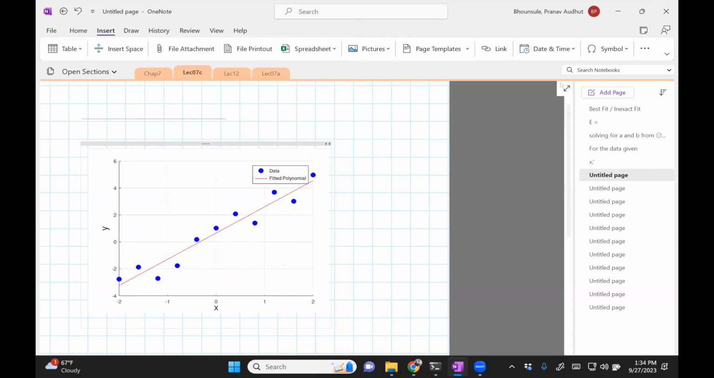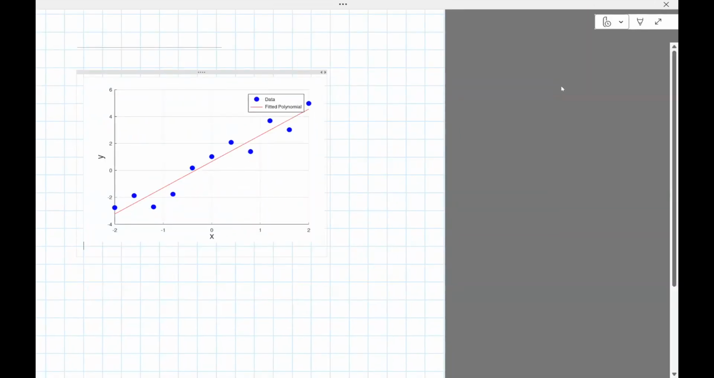Okay, so the blue dots are the data. The 11 points are shown there. And then the red line is the best fit line. So you can see that it sort of captures the trend. But in this particular case, none of the points pass through that red line. Now, this curve fit is only good if the data points, the blue dots, look like they line up as a straight line.